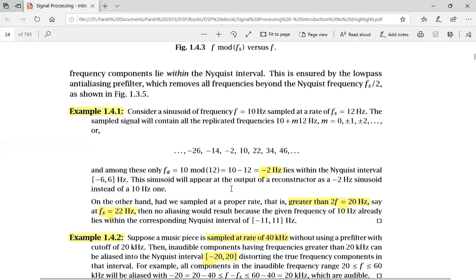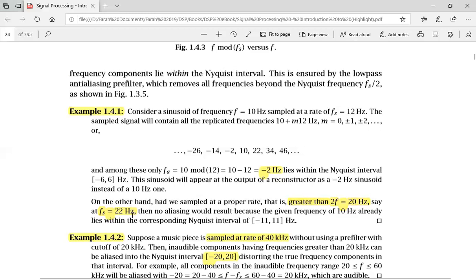Okay. Now we see how this effect of aliasing can be avoided. This effect of aliasing can be avoided by setting your sampling frequency according to your input signal. Because now the signal is 10 hertz, for it to be properly sampled, at least the sampling frequency should be 20 hertz. Then on the safe side, it has been taken as 22 hertz.